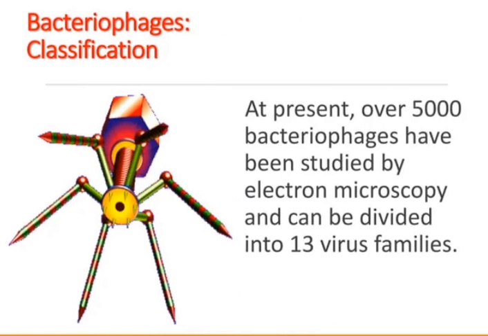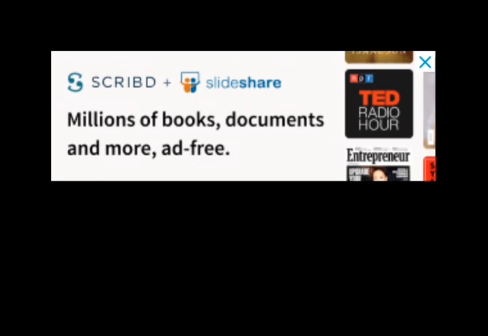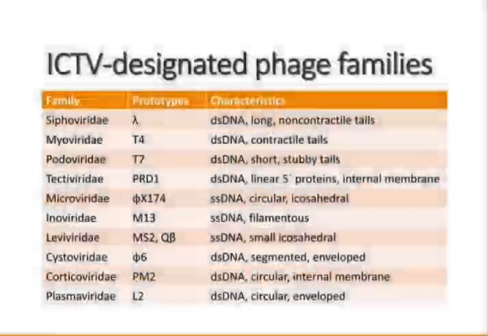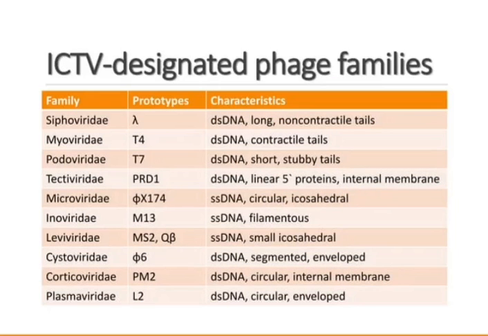Bacteriophage classification. At present, over 5,000 bacteriophages have been studied by electron microscopy and can be divided into 13 virus families. ICTV designated phage families: lambda, T4, T7, PRD1, X174, M13, MS2, phi6, PM2 and L2.